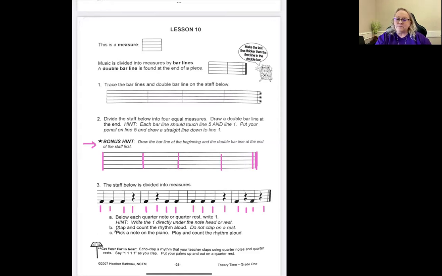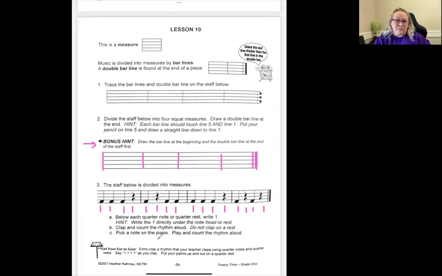Then C says pick a note on the piano, any note that you want, and you'll do the same thing. Any note. I'm going to do middle C. And what I'm going to do, remember, I'm not going to play on the rest. 1, 1, 1, 1.